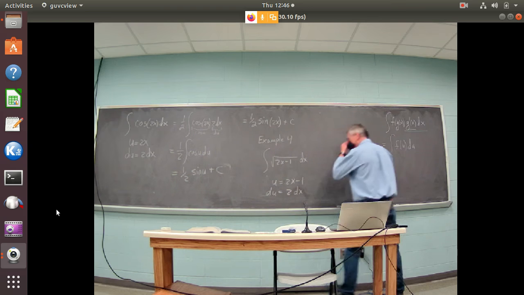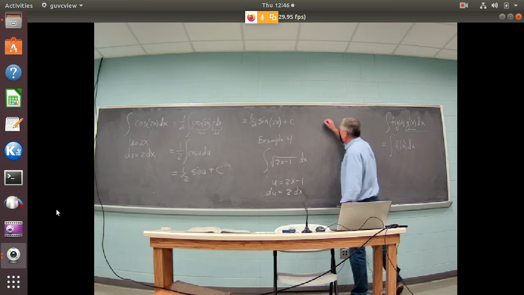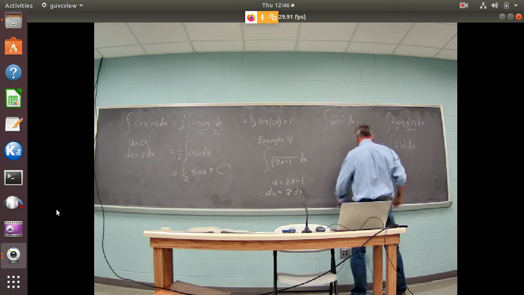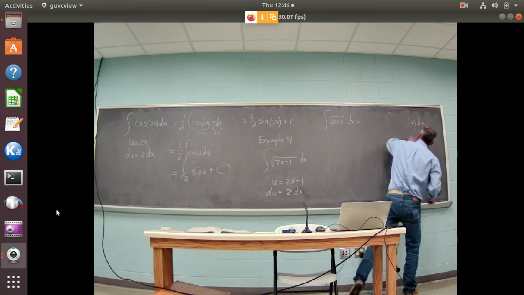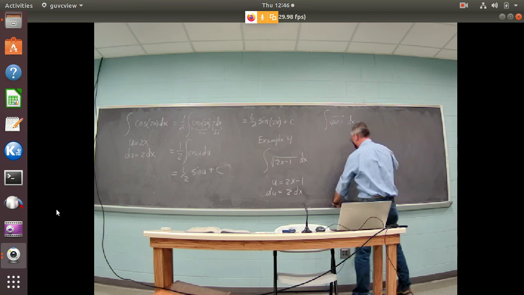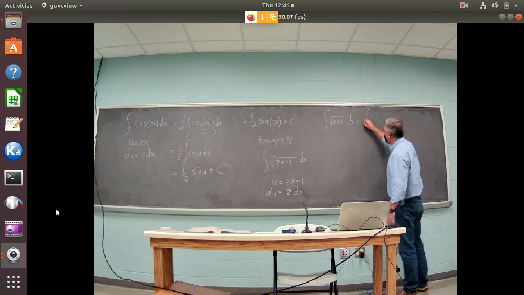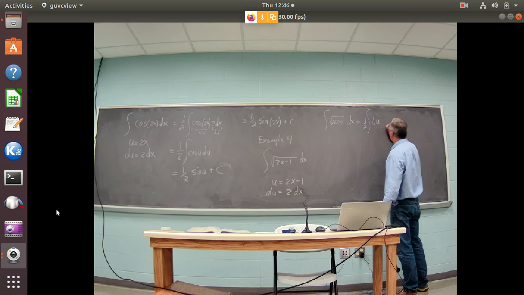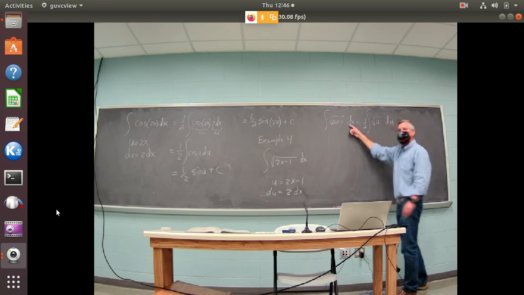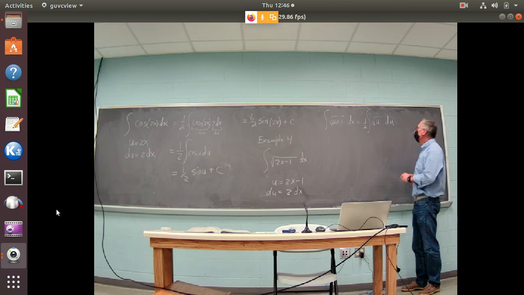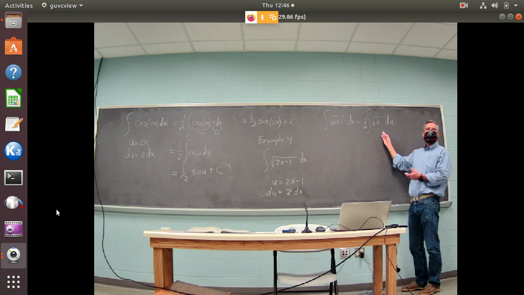So what we have is this antiderivative, square root of 2x minus 1 dx, can be rewritten in terms of u as the 1/2 the antiderivative of the square root of u du. So I just kind of jumped over that step of putting in the 2 in front of the dx and the 1/2 out in front. Okay, so we can rewrite it that way.